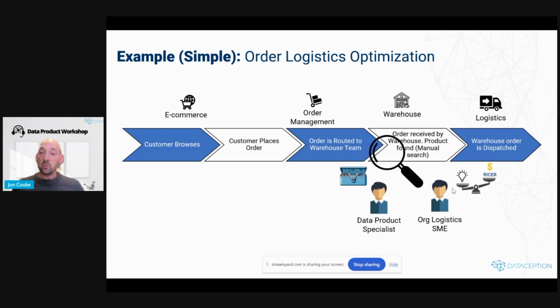So what we would do is basically run through with a logistics SME from the business, with one of our data product specialists. We'd actually put a big magnifying glass along that. And obviously here, there's a really obvious answer, which is our obvious opportunity, which is basically to automate this product search inside the warehouse fundamentally.